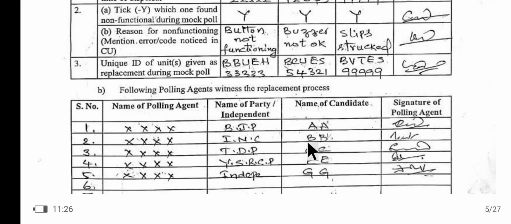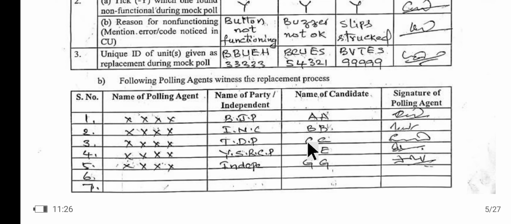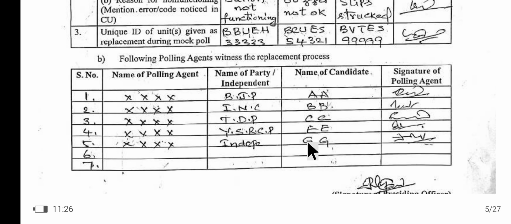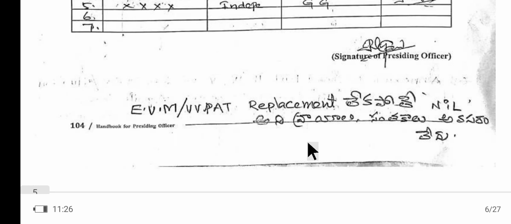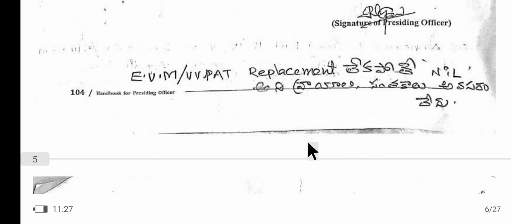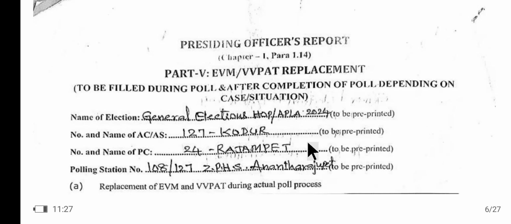taken from the machines or technical equipment you have collected from the concerned constituency. Now, if there is no case of this kind or situation, then for replacement write nil, and signatures are not required, as we have provided here.